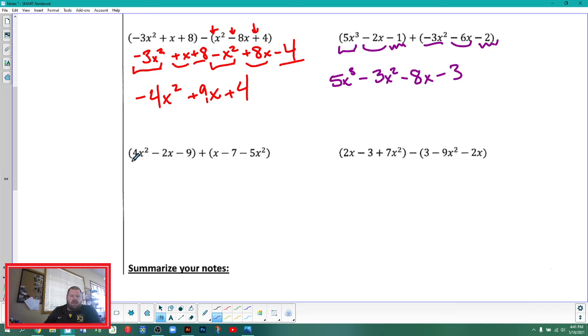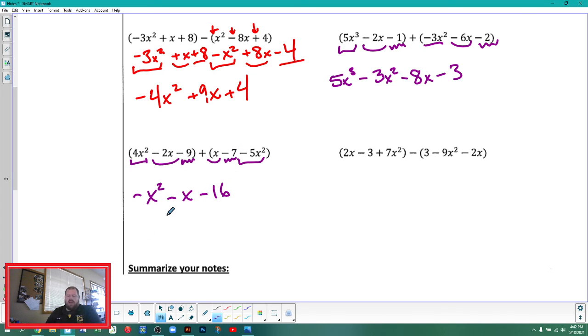The next one, I've got a plus, I'm adding. So I'm just going to combine like terms. I've got some x squareds, I've got some x's, and I've got some numbers. X squared wise, I have positive 4 and negative 5, so that's negative 1x squared. X wise, I have negative 2 and positive 1, that's negative x. And numbers wise, I have negative 9 and negative 7, which is negative 16.